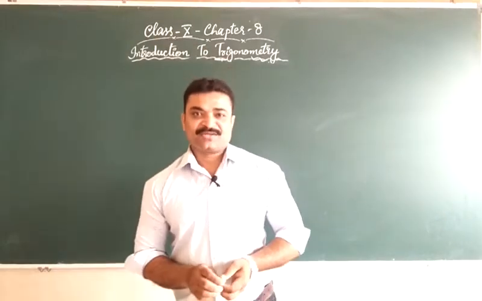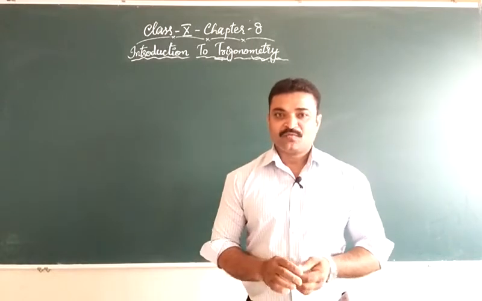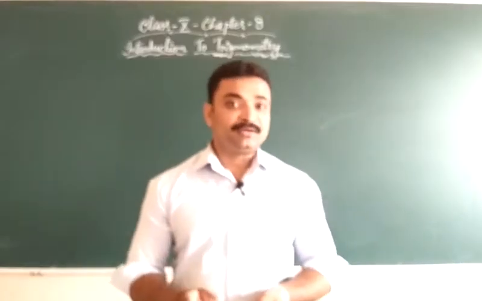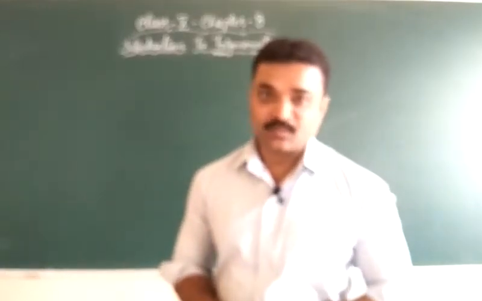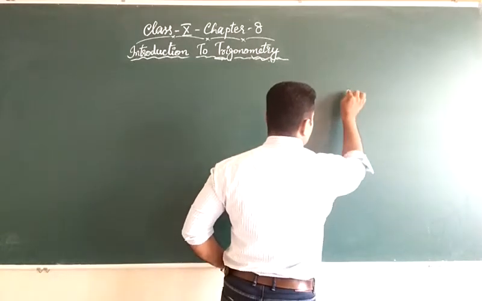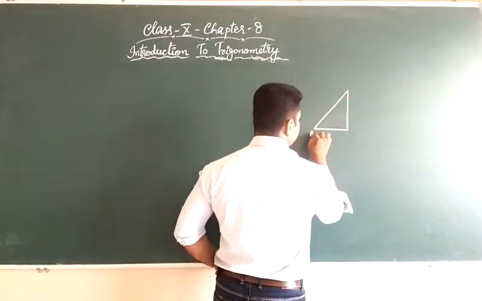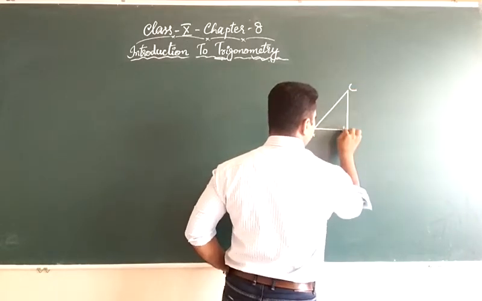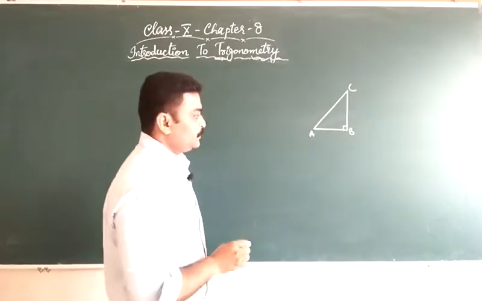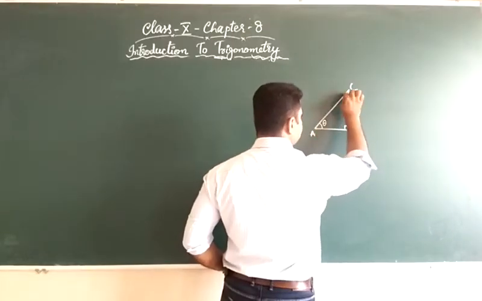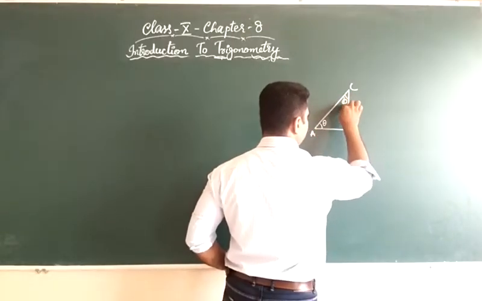Hello students. In this video, first of all, we will recall what we have learned in the previous video. Suppose it is a triangle ABC, right angle at B. It has the angle theta and this angle phi.